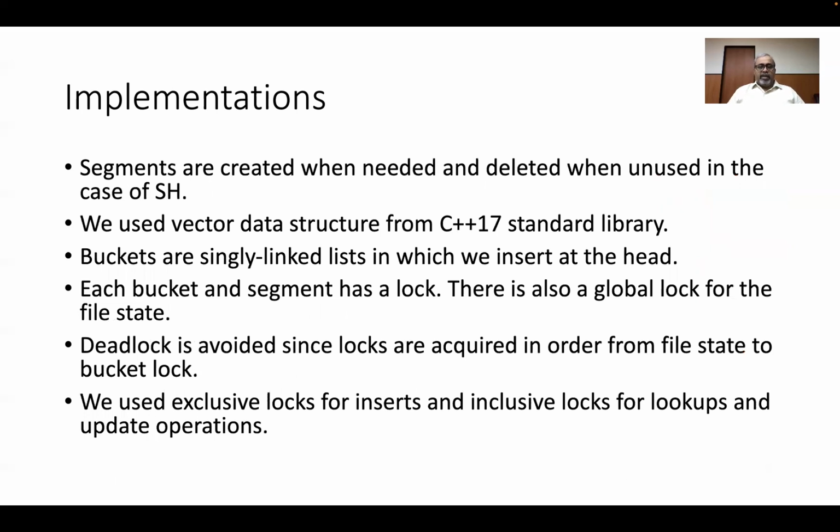Segments are created when needed and deleted when unused in the case of spiral hashing. We used the vector data structure from the C++17 standard library. Buckets are singly linked lists in which we insert at the head. Each bucket and segment has a lock. There is also a global lock for the file state. Deadlock is avoided since locks are acquired in order from file state to bucket lock. We used exclusive locks for inserts and inclusive locks for lookups and update operations.